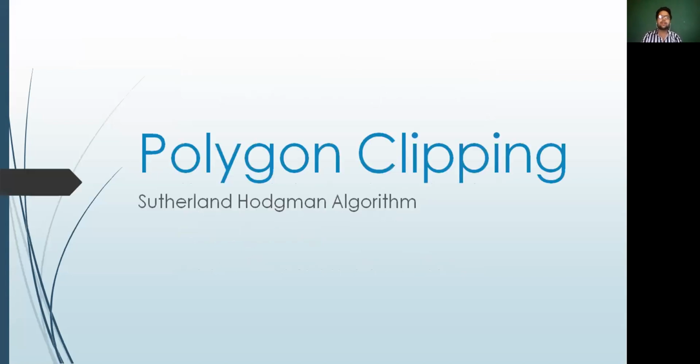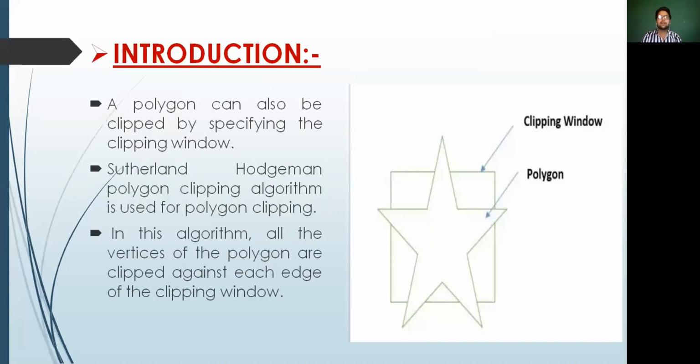After doing this algorithm, I should further proceed to polygon clipping, that is the Sutherland-Hodgman algorithm. Another name for the Sutherland-Hodgman algorithm is polygon clipping. The basic concept is that we are going to clip the unnecessary parts of the polygon which go out of the window, that is the left part, right part, top part and bottom part. A polygon can also be clipped by specifying the clipping window. The Sutherland-Hodgman polygon clipping algorithm is used for polygon clipping. In this algorithm, all the vertices of the polygon are clipped against each edge of the clipping window.